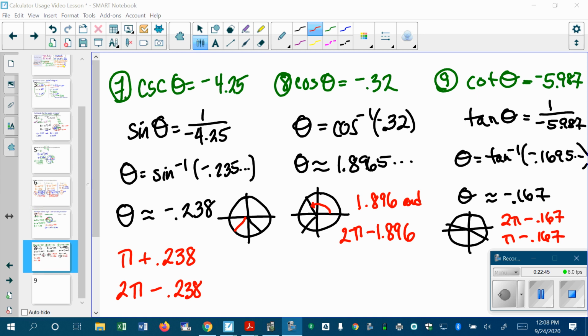And then number 9, cotangent being negative means tangent's negative, and tangent is negative in quadrants 2 and 4. This is tricky stuff, okay? So just keep practicing and make sure that you're reaching out and using your resources if you're having a hard time with this. Thanks.